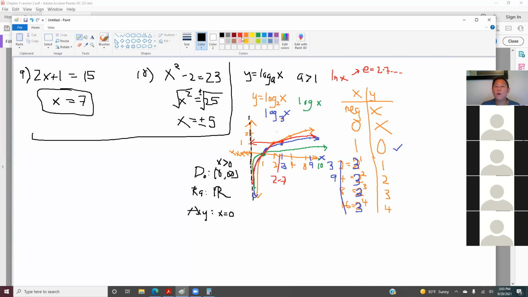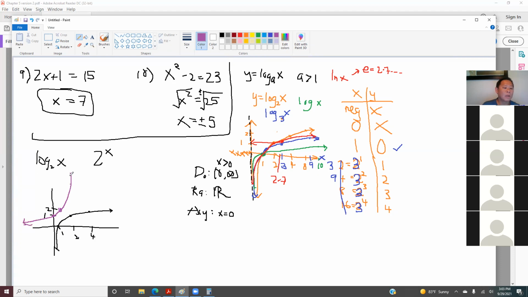Okay. So if I want you to compare between log 2x and 2^x, one is log, one is exponential. So log 2x, if I draw it out, looks something like this, like the orange one that I drew. This will be at (1, 0), at (2, 1), at (4, 2), something like that, right? And if I want you to draw 2^x, it will look something like this. It will be at (0, 1), (1, 2), (2, 4). So this graph, the purple graph, is 2^x.